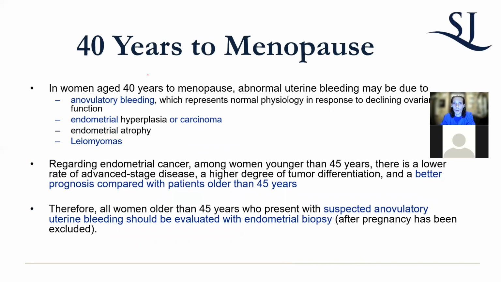From 40 years to menopause, same thing, with the exception that endometrial hyperplasia comes into play a bit more. And if fibroids are troublesome or resistant to treatment, this is when you start to see it. And this is why hysterectomies start to happen at this age.